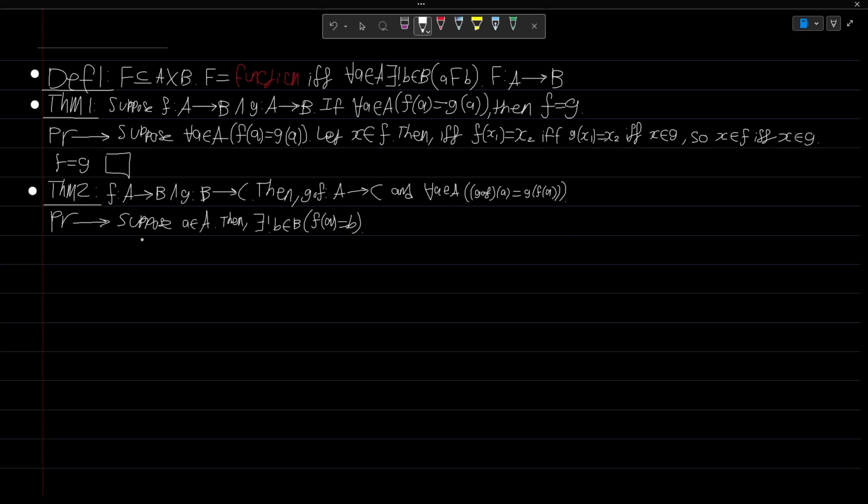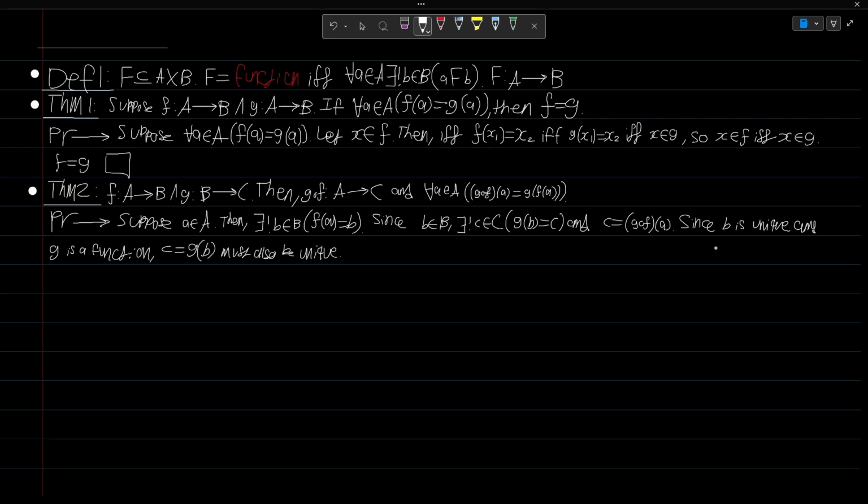To prove this, we first suppose that a is an arbitrary element of A. Then we observe that this is true if and only if, by definition of a function, there exists exactly one b in B where f of a is equal to b. Then we notice that since b is in B and g is a function from B to C, there must exist exactly one c in C where g of b is equal to c. And from this, we get that c is g after f of a, by definition of composition.